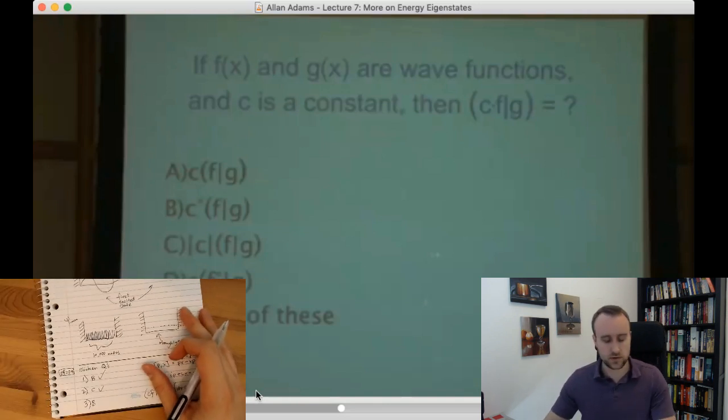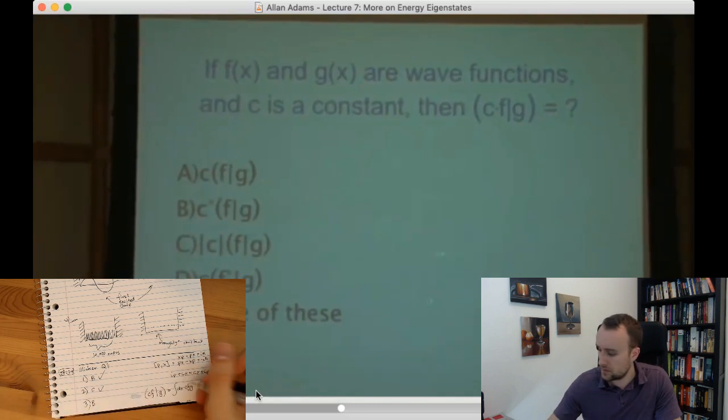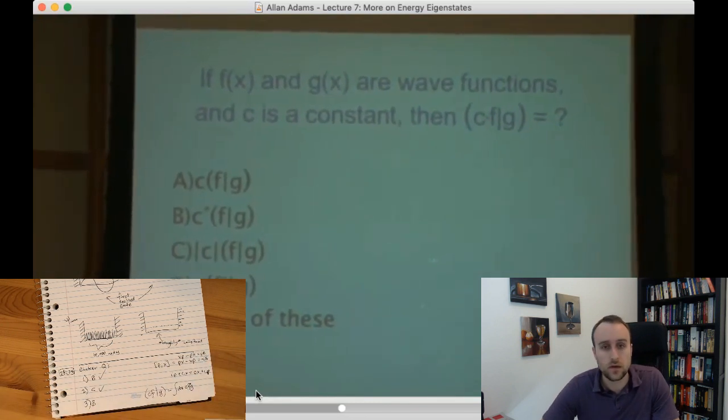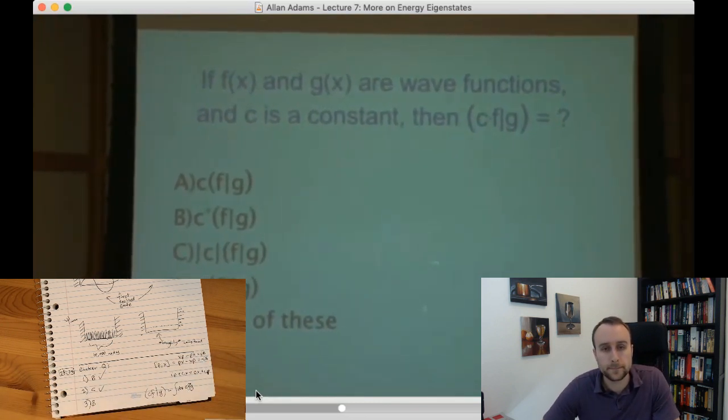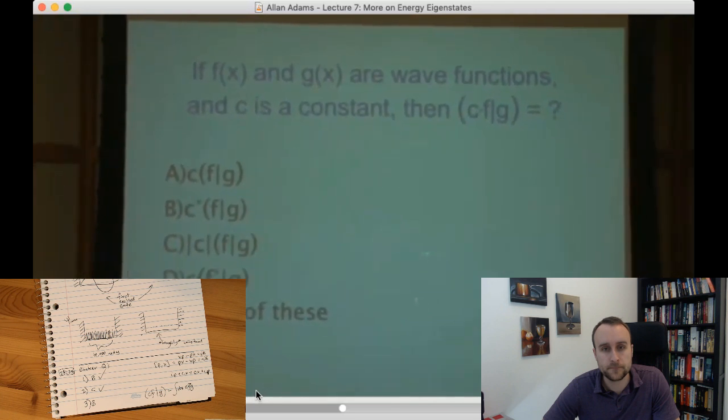C is a constant, then if you take the inner product, c times f with g, this is equal to what? Three, two, one. Okay. So this one is definitely worth discussing. Discuss with the person next to you.